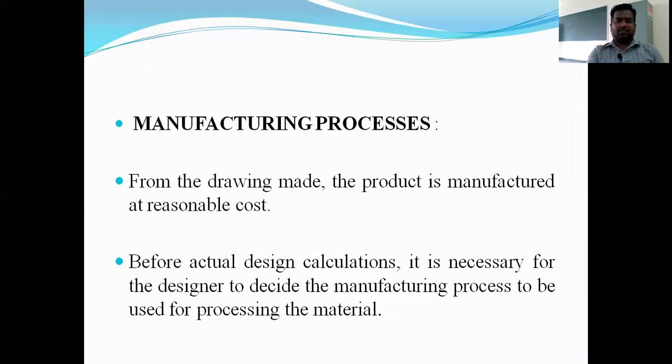Now coming to the manufacturing processes. I have already told you about machinability, weldability, and castability. From the drawing made, this is the basic step while designing a product. From the drawing made, the product is manufactured at a reasonable cost, right? So before actual design calculations, it is necessary for the designer to decide the manufacturing process to be used for processing the material. Understood?